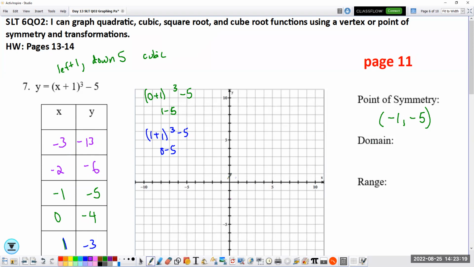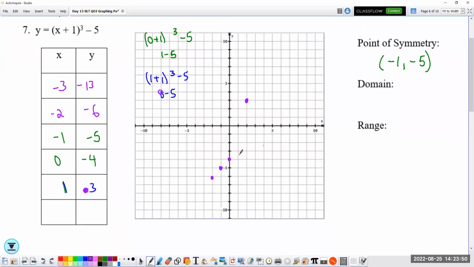So let's go ahead and get these graphed. Oh, wait a minute, I got a mistake here. This should be a 3. Because I should have 8 minus 5, I don't know why I said that. We have 2, 3. We have 0, -4. We have -1, -5. -2, -6.